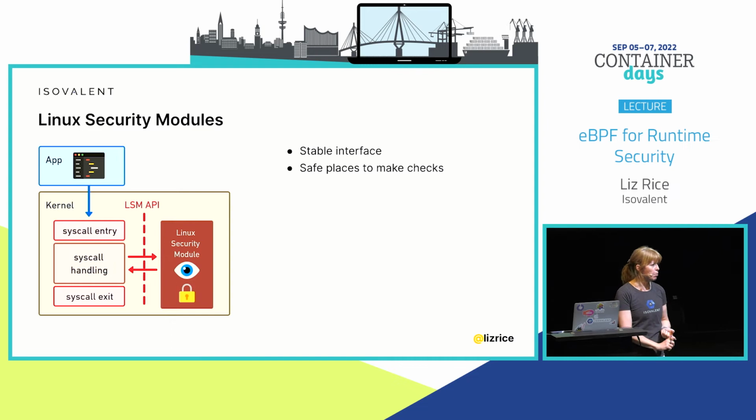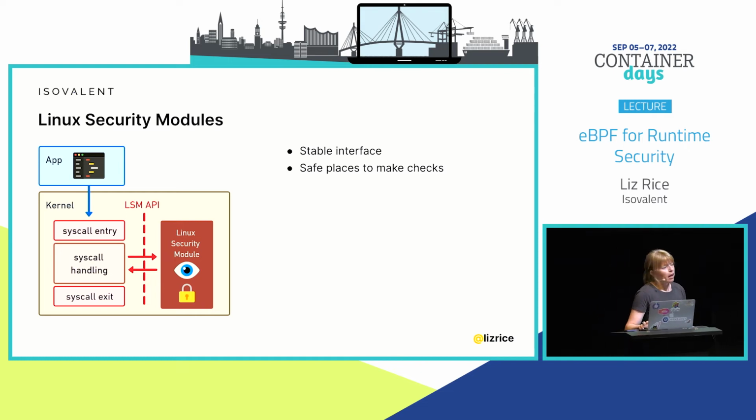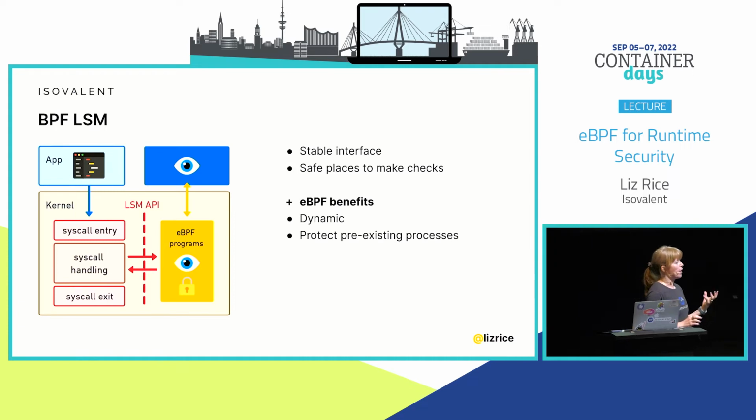You might have used things like AppArmor. SELinux also uses the LSM API. So it gives hooks at the right point for checking parameters before the kernel does something like allowing file access, for example. It makes a lot of sense that we could hook eBPF programs to those hooks, to those function calls on the LSM interface. And that gives us the benefit of using the stable API, it being safe places to make proper security checks.